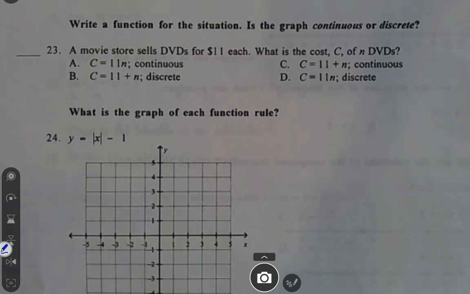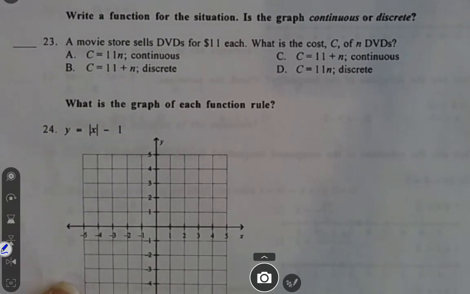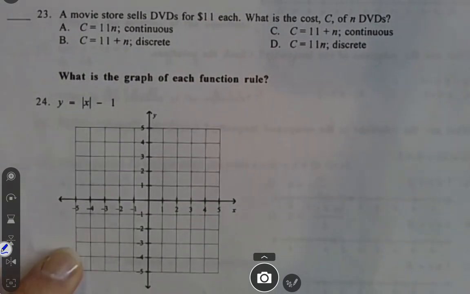Okay. So this one, DVDs, it's discrete. So which one looks like DVDs sell for $11 each? It is D. $11 per CD, and that's discrete. Okay? So 23 is D. Are we good with that one? All right.